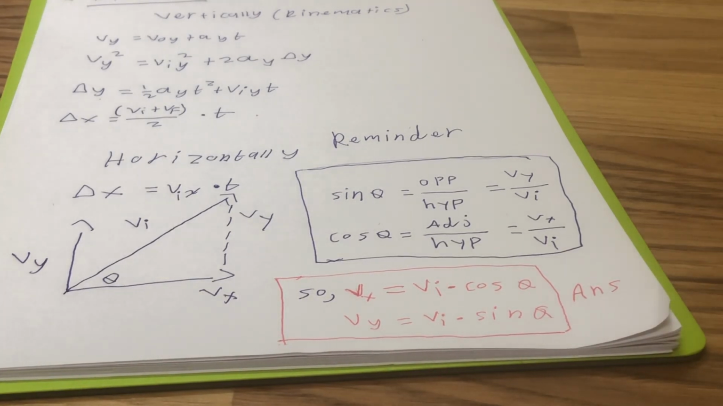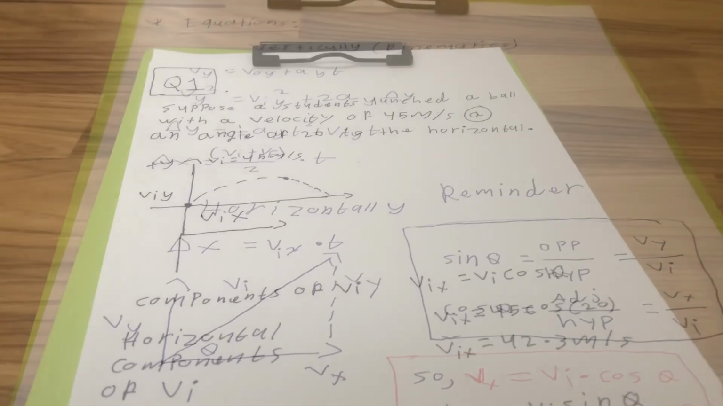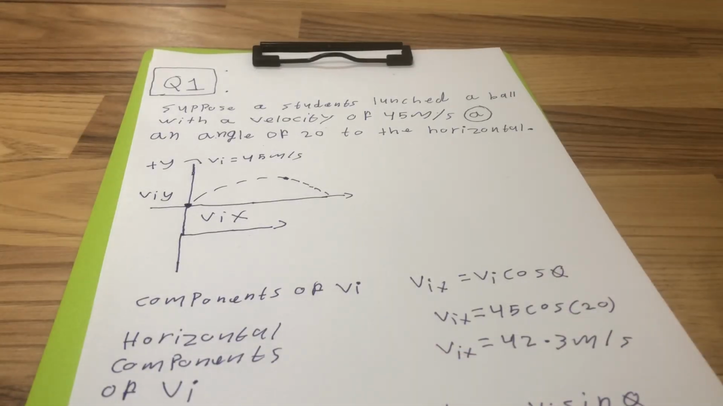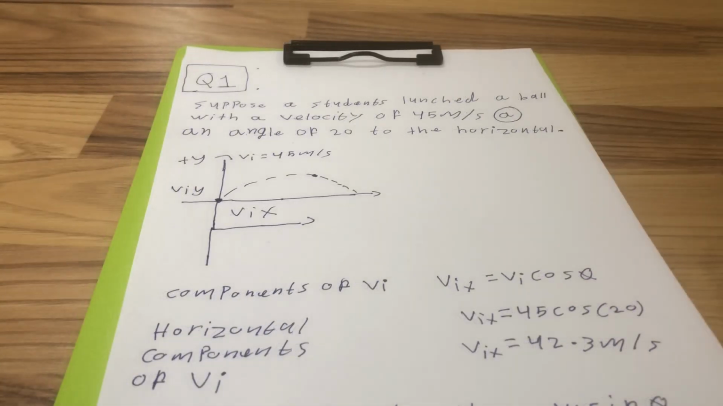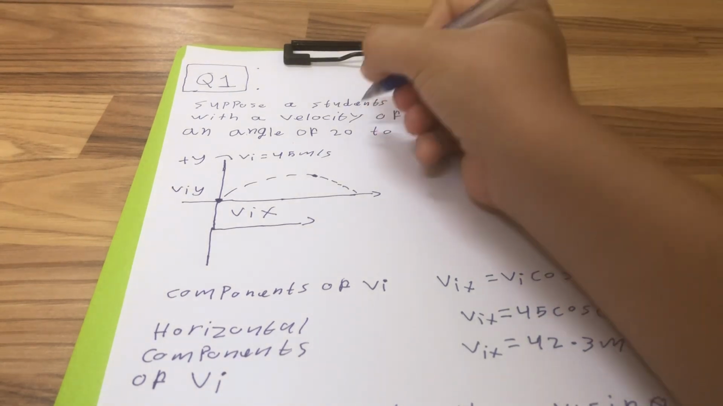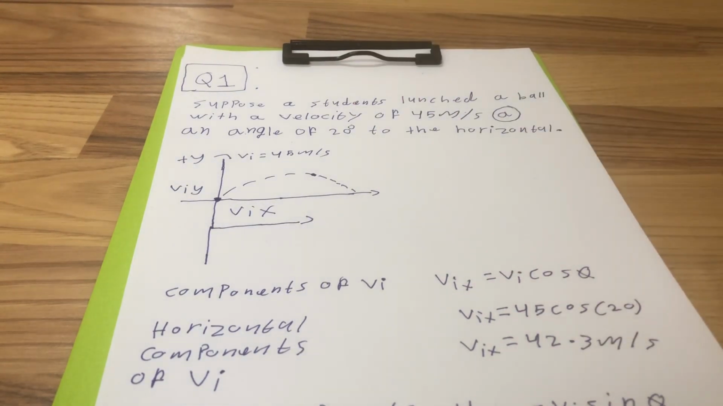So memorize those formulas. Now we're going to solve problems for this lesson. Question 1 says, suppose students launched a ball with a velocity of 45 meters per second at an angle of 20 degrees to the horizontal. Sorry, I didn't put the degrees. 20 degrees to the horizontal.